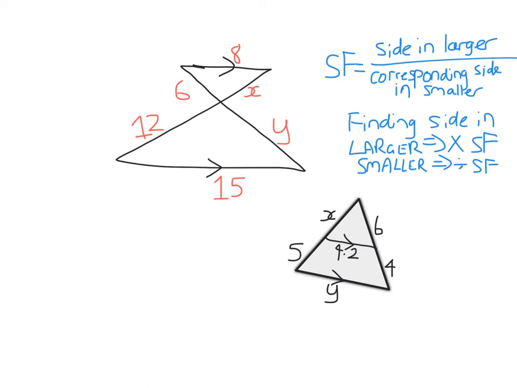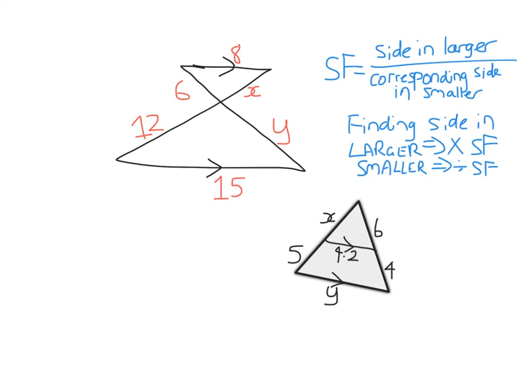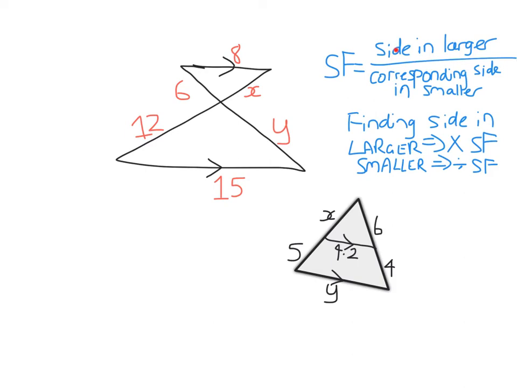So, if two shapes are similar, their sides will be in the same proportion. We can use that to find unknown sides. So the scale factor is the side in the larger shape divided by its corresponding side in the smaller shape. To find unknown sides using similarity, you first calculate the scale factor. If you're finding a side in the larger shape, you times by the scale factor. If you're finding a side in the smaller shape, you divide by the scale factor.